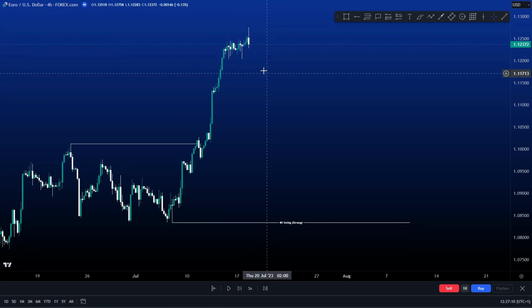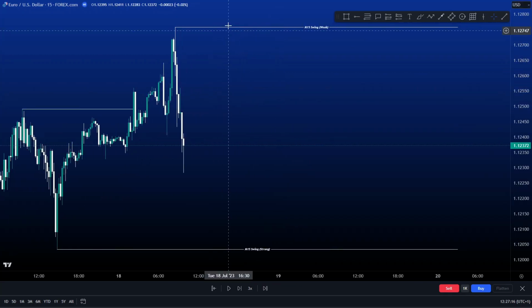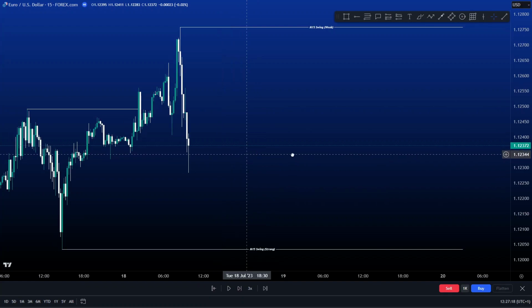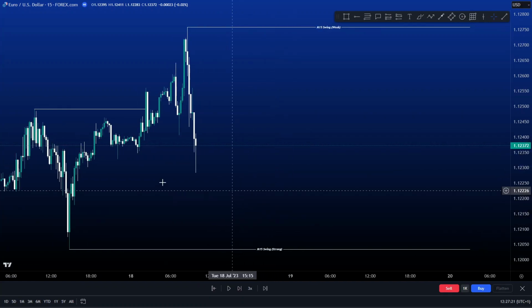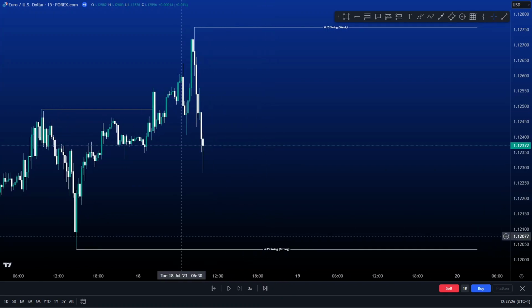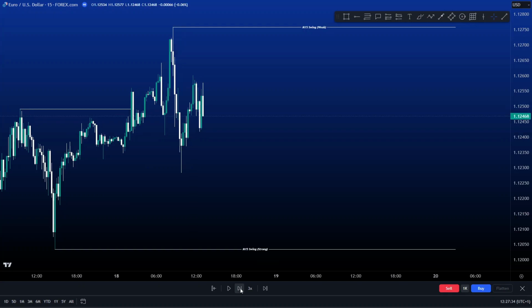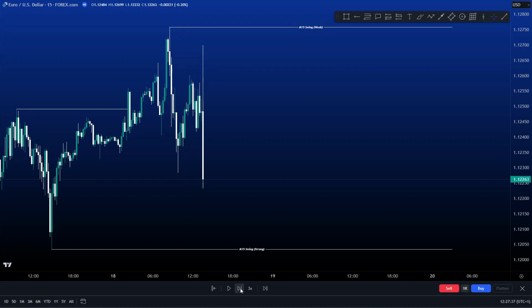To know when this pullback has started, I want to see the M15 swing structure change to bearish. It's currently bullish. Once I get a break of this low, I know that the 4-hour pullback has started. So let's just play price on, see what happens. At the moment price is bullish, and because of the 4-hour, I'm not going to be looking to trade on the M15 yet, because I know that we've had a breakout structure on the 4-hour and we're anticipating a pullback. So I don't want to do anything until that pullback is confirmed.